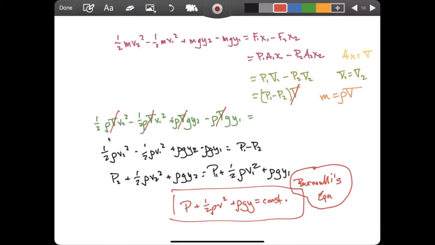Since this thing is equal to a constant, going back to here, as the velocity goes up, the pressure has to go down to maintain the fact that the right-hand side is a constant. Simultaneously, if the velocity goes down, then the pressure has to go up to make sure this thing stays constant. So how does that affect an airplane wing?